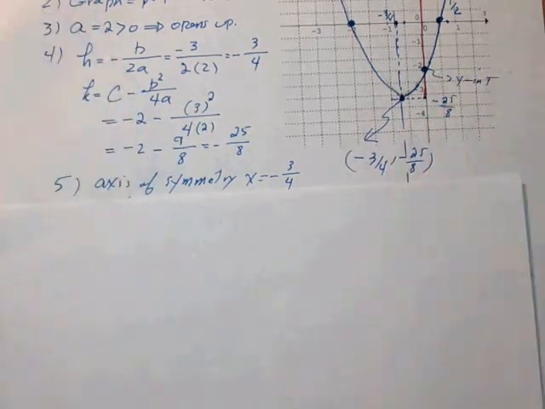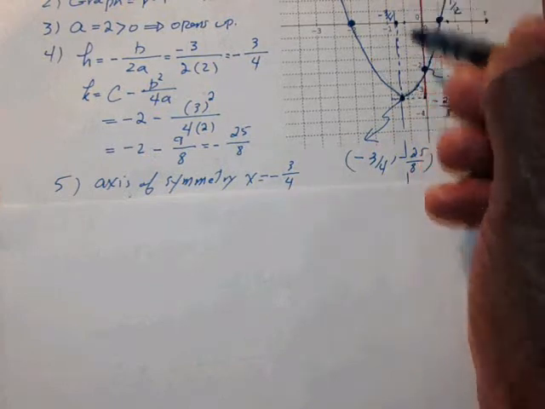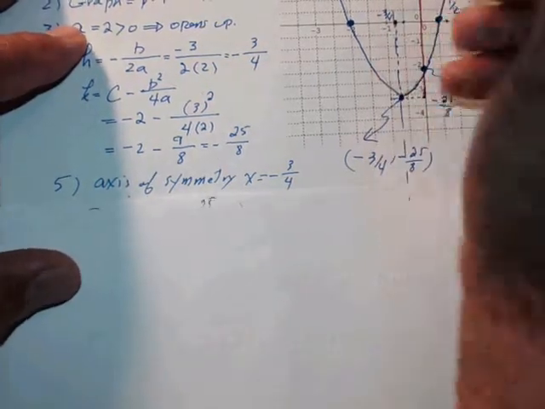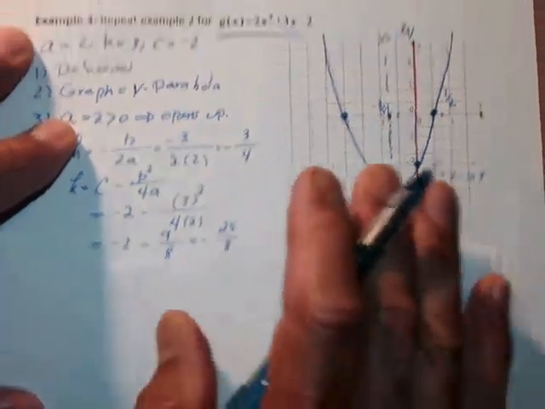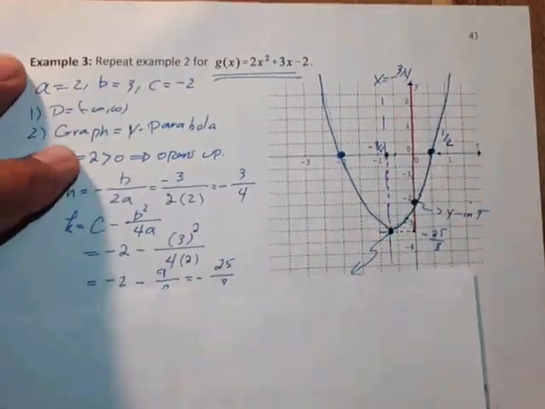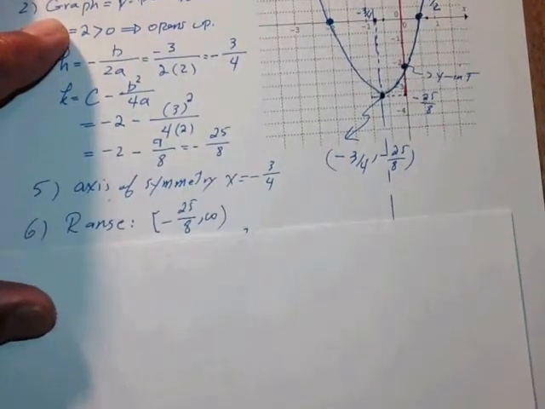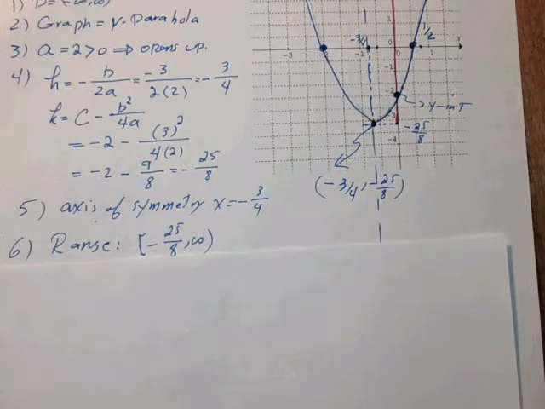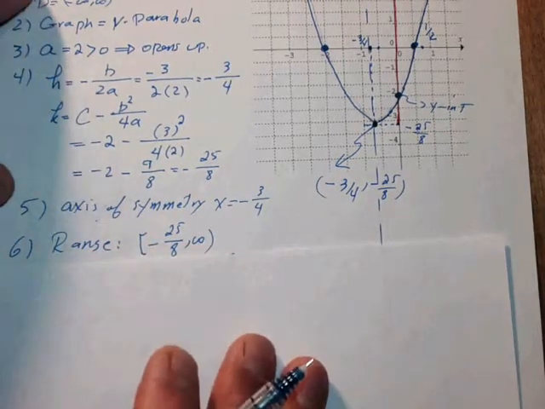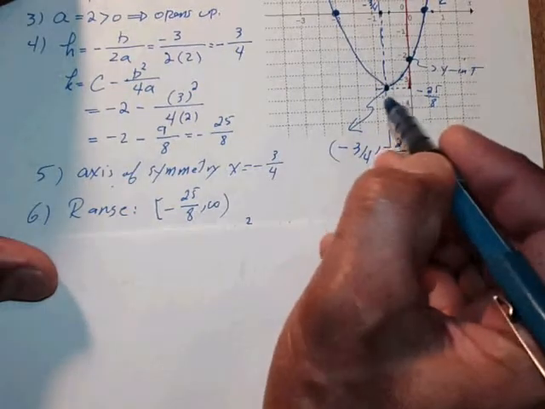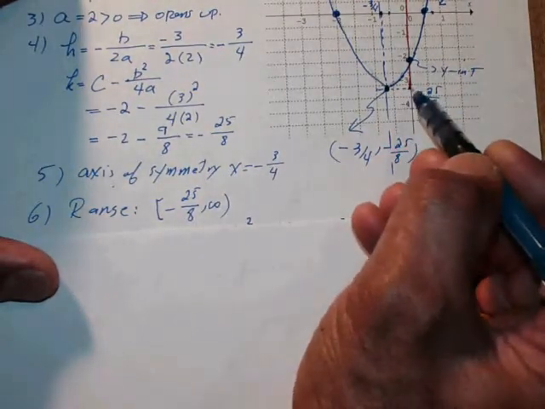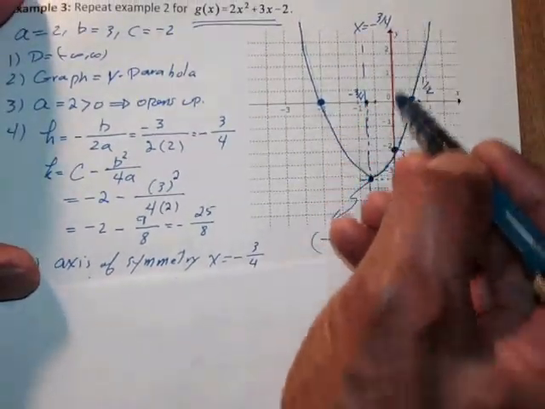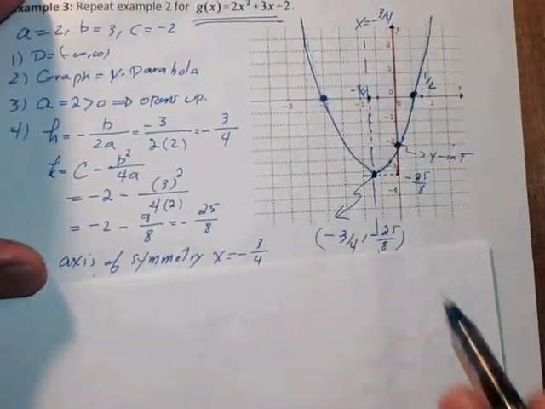Then the axis of symmetry is a vertical line through the vertex. So this is your axis of symmetry, x equal to negative 3/4. And for the range, because the parabola opens up, the range would be from the y of the vertex to infinity, which is from negative 25 over 8 to infinity. So this red segment is the range of the function.